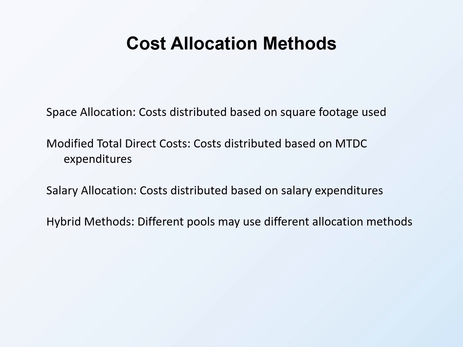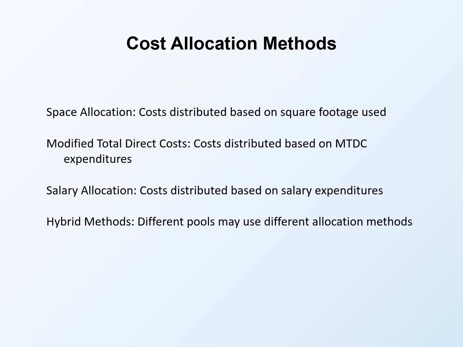Understanding these methods helps explain why rates are calculated as they are. Space allocation distributes costs based on square footage used by different activities. Facilities costs like depreciation, utilities, and maintenance relate directly to space utilization. If research activities use 40% of building space, they receive 40% of space-related costs.